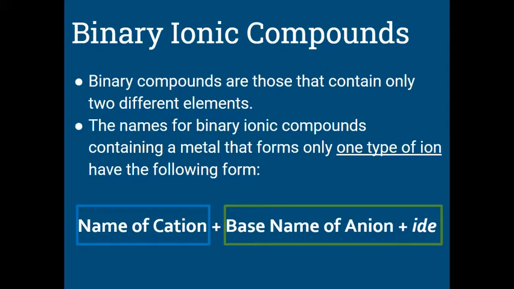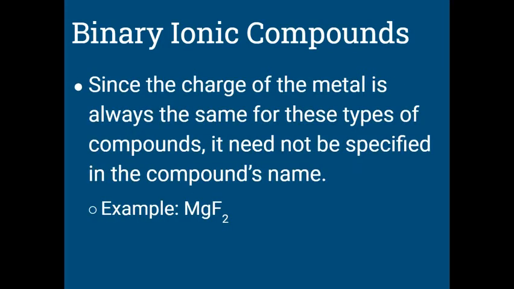So this is the simplest compound of a metal that only has one specific charge. And the rule for writing that name is you write the name of the cation, the full name for that metal, and then the base of the anion plus IDE. So forming the names for these compounds is pretty straightforward, right? Since the charge of the metal is always the same for these types of compounds, it's really not needed to specify any kind of subscript in the compound's name.